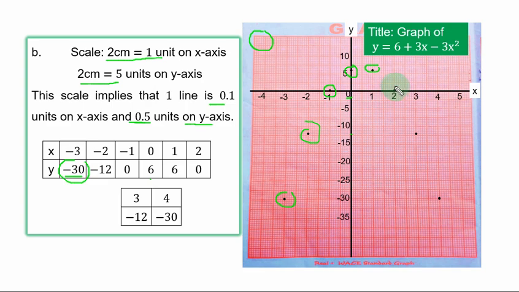You plot that point directly on the x-axis. When s is 3, y is minus 12. This is the point of intersection. When s is 4, y is minus 30. Next thing is to join the points together before you plot the linear graph. Don't forget the title of the graph. It is simply the equation that you are plotting.